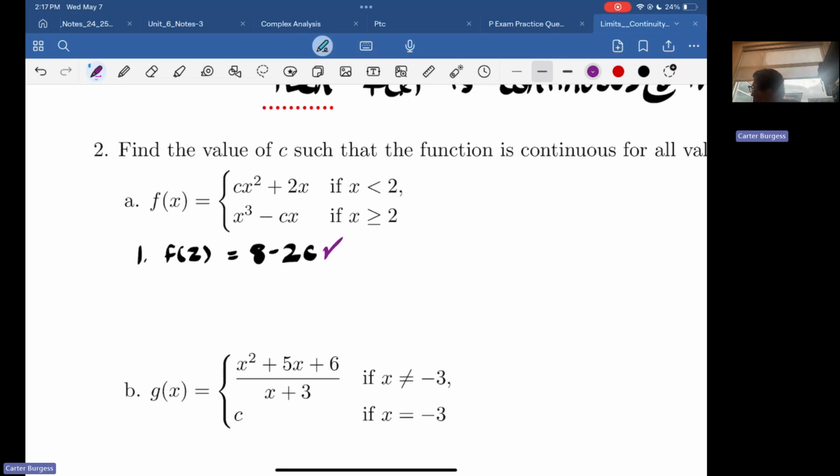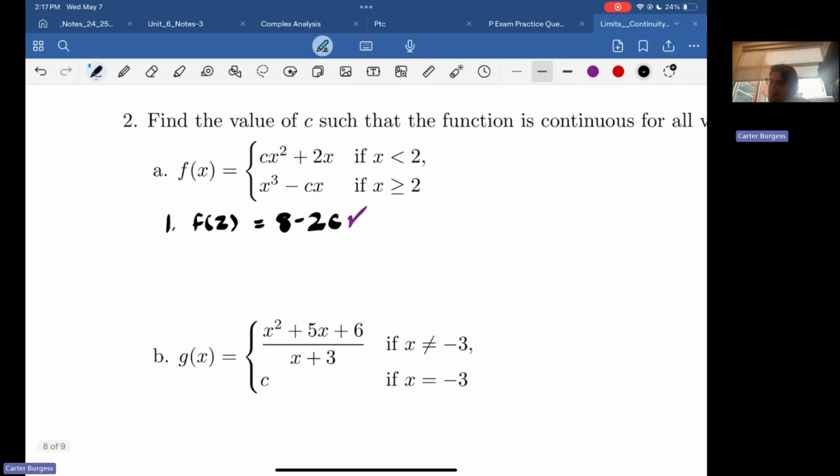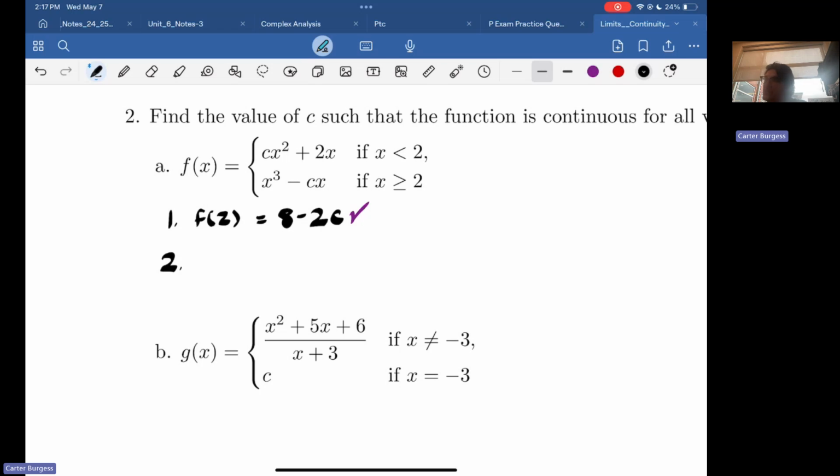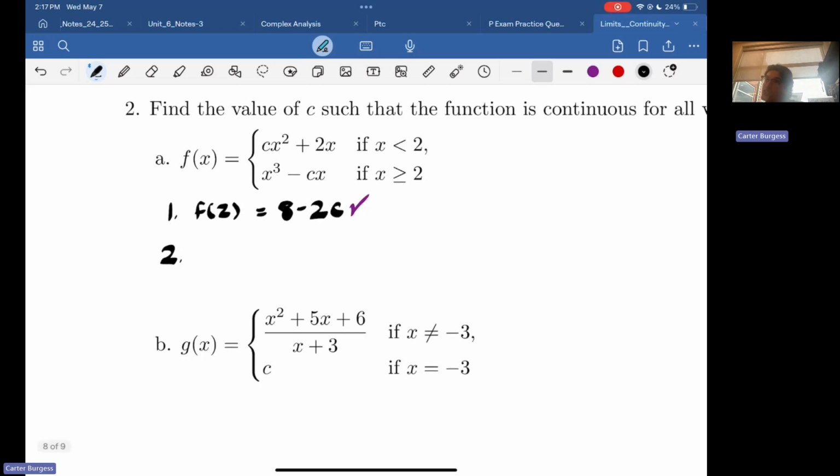Okay. What is the second thing? And this will be the important one. What is the second thing that we need to check? If our 2 sides match. So in this case, we need to say what is going on as we approach 2 from the left, and we need that to be the same as what is going on as we approach 2 from the right. We're not trying to confirm, is this the same? We're trying to find a value of c that makes this work.